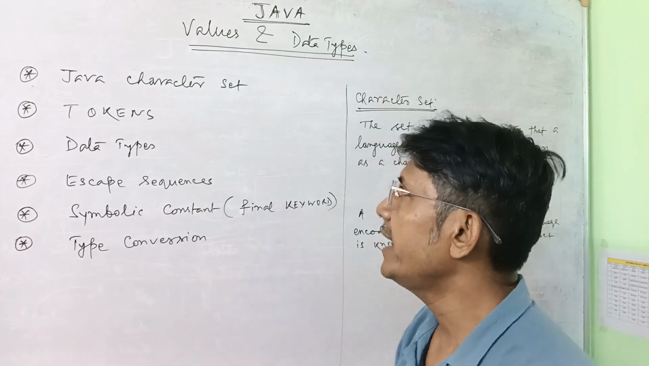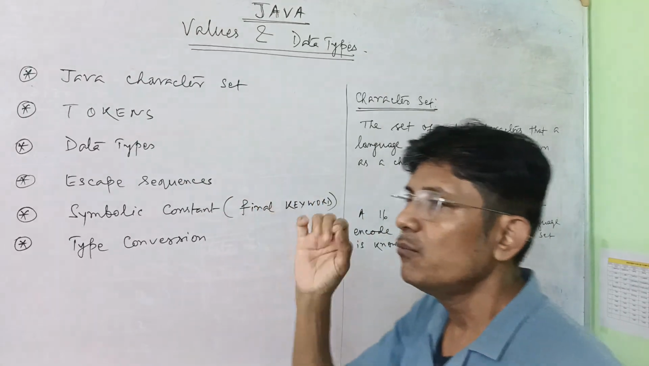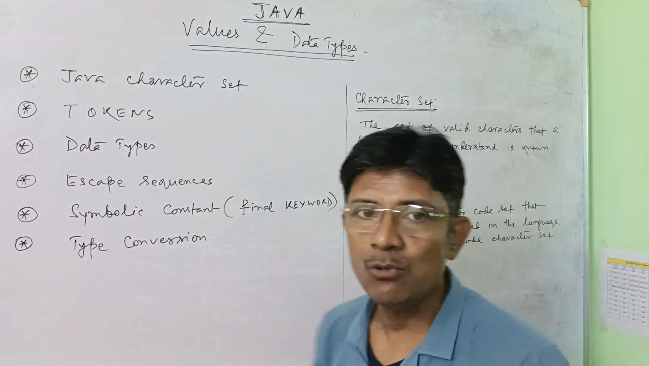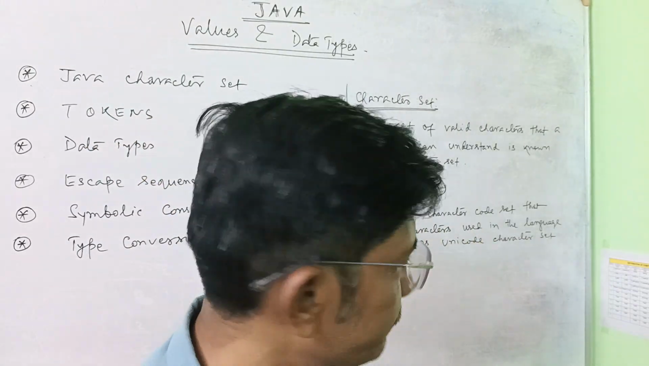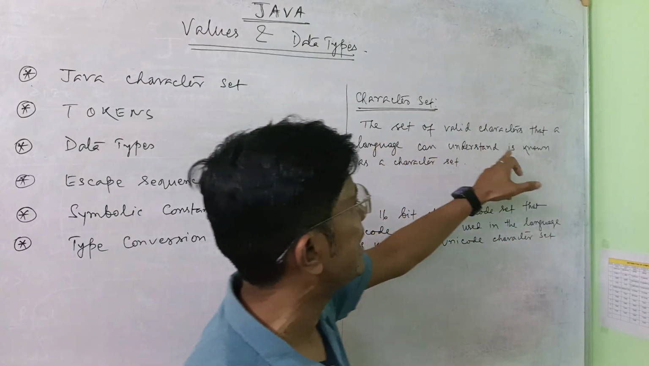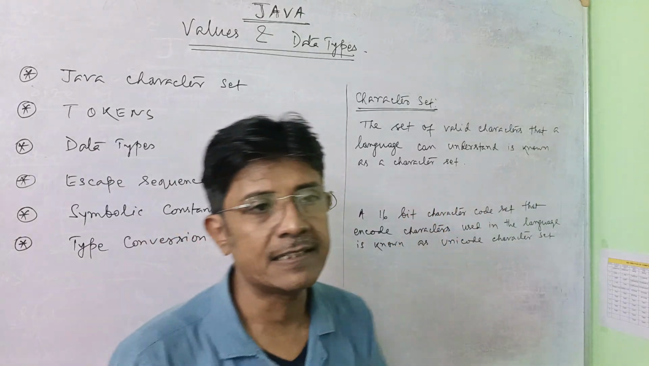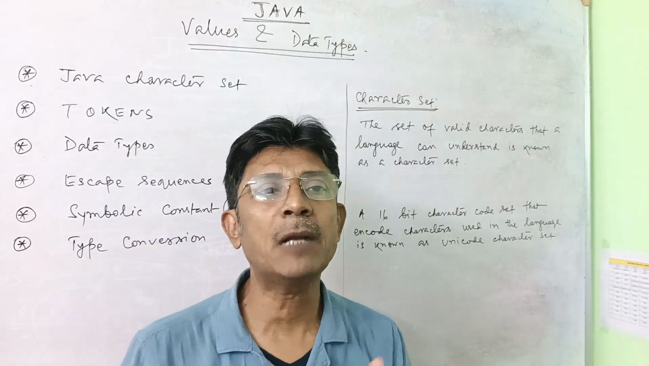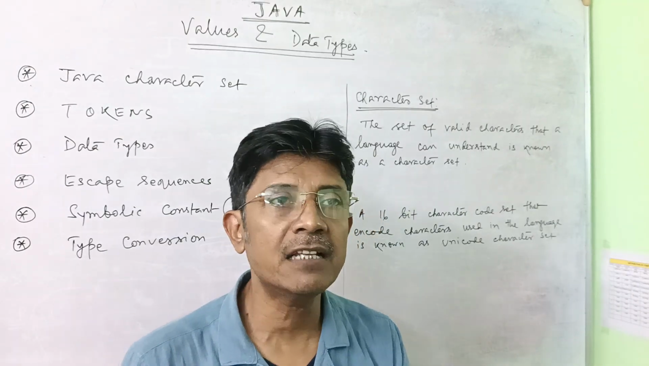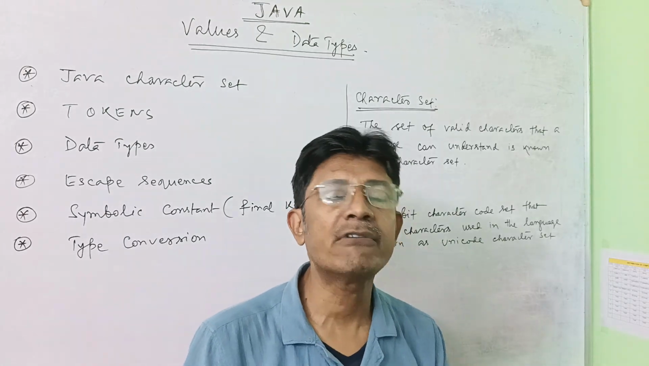Today I'll explain only this chapter, and I'll tell you the important things one by one. The Java character set. I have already written the main topic. A set of valid characters that a language can understand is known as a character set. Whenever we apply a language in a computer, maybe Java, maybe C, maybe Python, any other language, there should be a character set by which we can write the program.